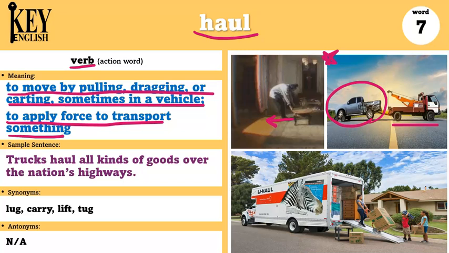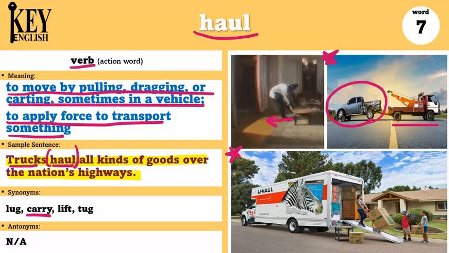The example sentence says, trucks haul all kinds of goods over the nation's highways. So in this sentence, we're talking about a big truck that maybe carries something like foods to stores. So we can also say trucks are hauling instead of carrying. So one of the synonyms you can see here is to carry something.